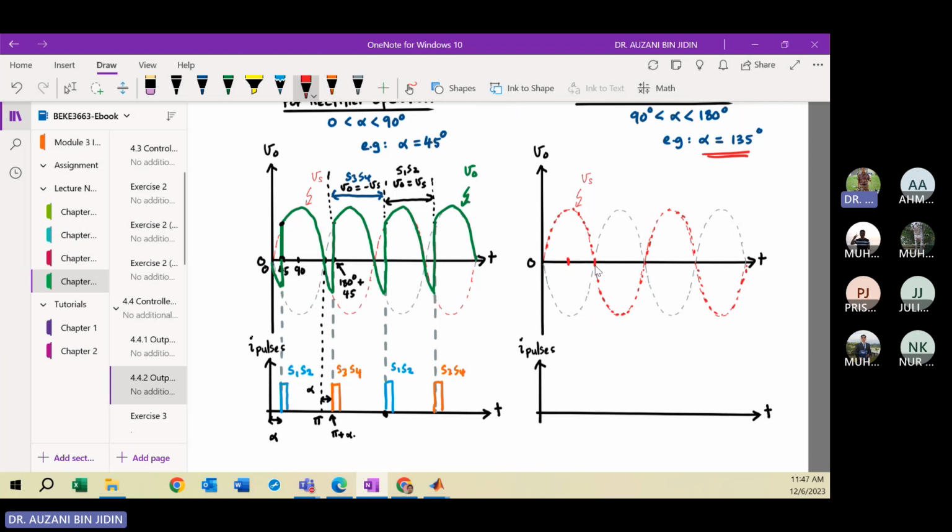So here will be 180. So mean your delay angle 135 will be at this point, somewhere around this point, right? So this is your alpha. Clear? Alpha. So this point is your alpha. Okay. Let me sketch first before I explain.